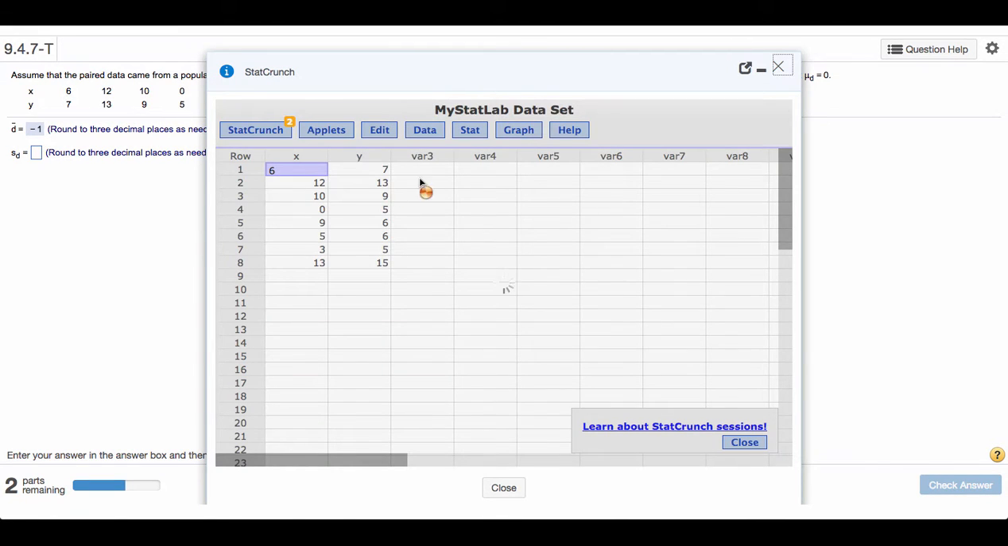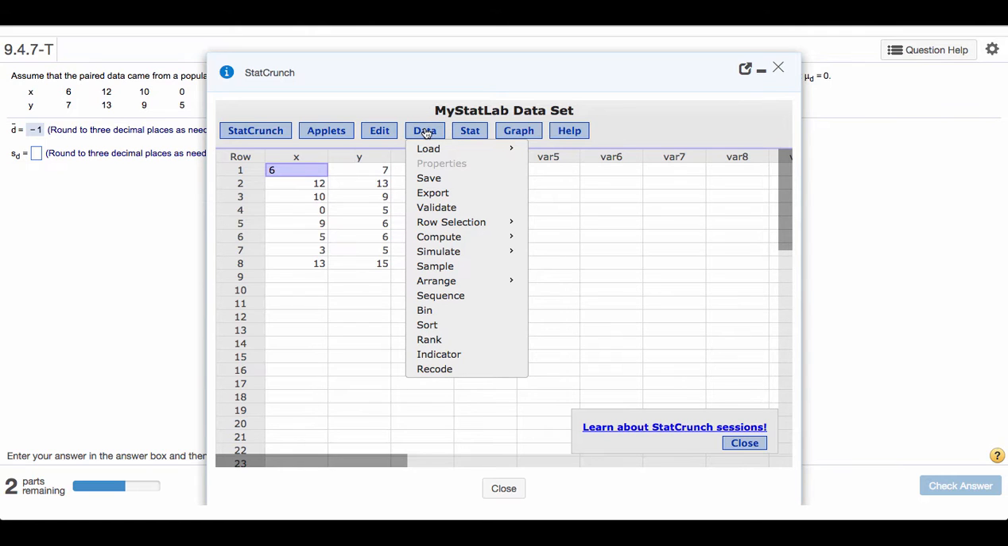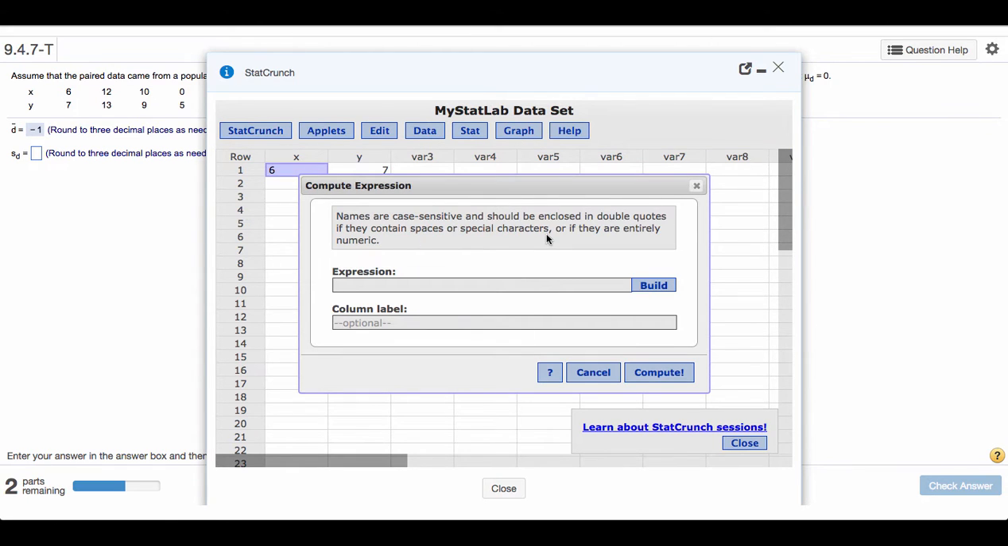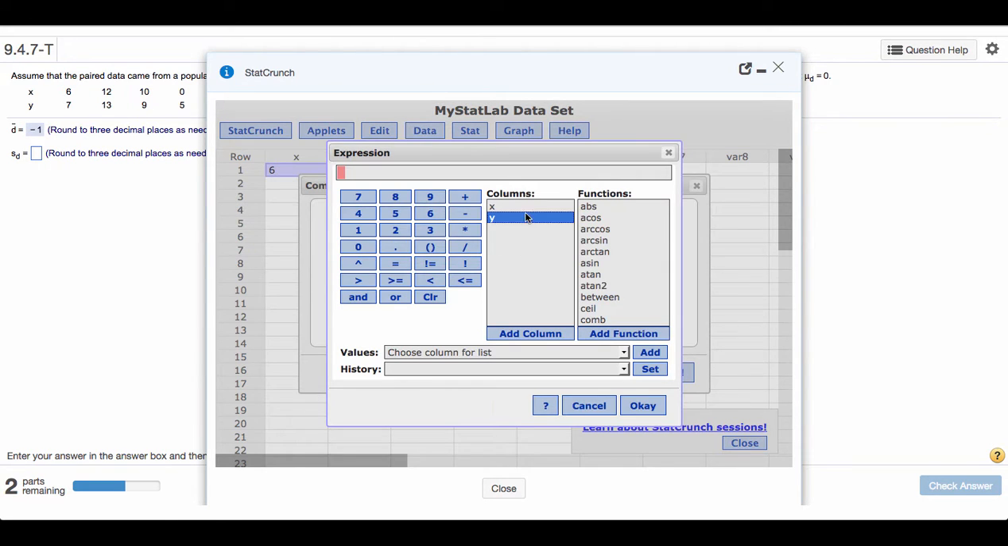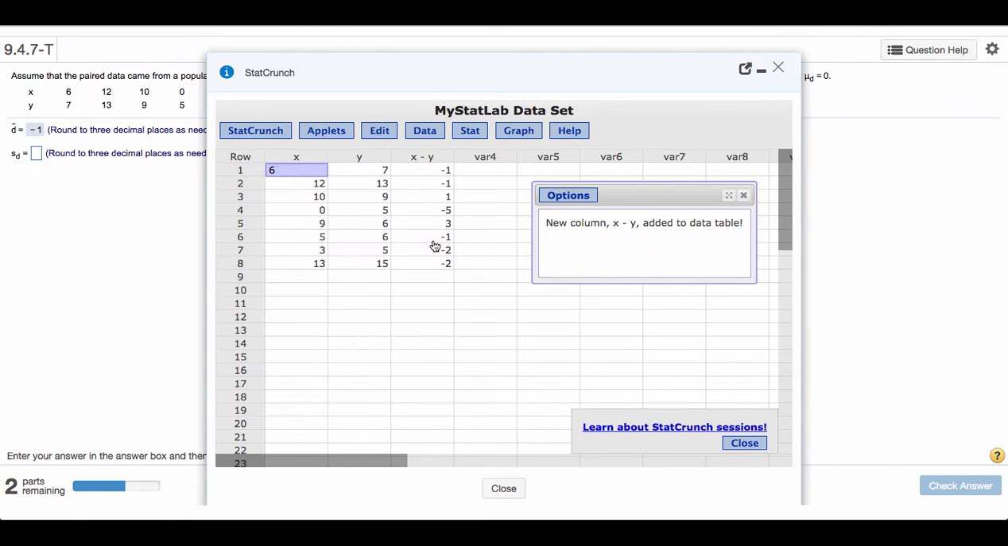So we'll begin by opening the data in StatCrunch, and we will first find the differences between the paired x and y values. So we'll click Data, Compute Expression, and we will build the expression. We want to subtract the y column from the x column. So we'll click X, add column, minus y, add column, click OK. And then compute. Now this adds a column to the spreadsheet that has the differences between the paired values x and y.